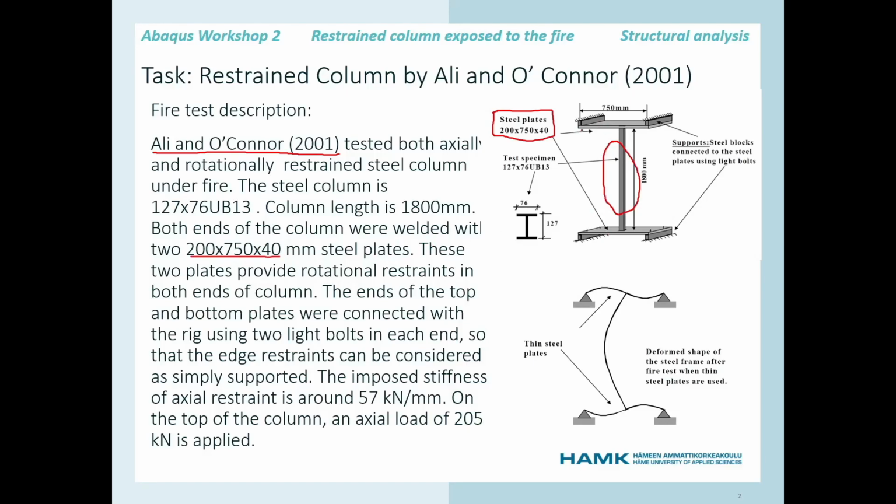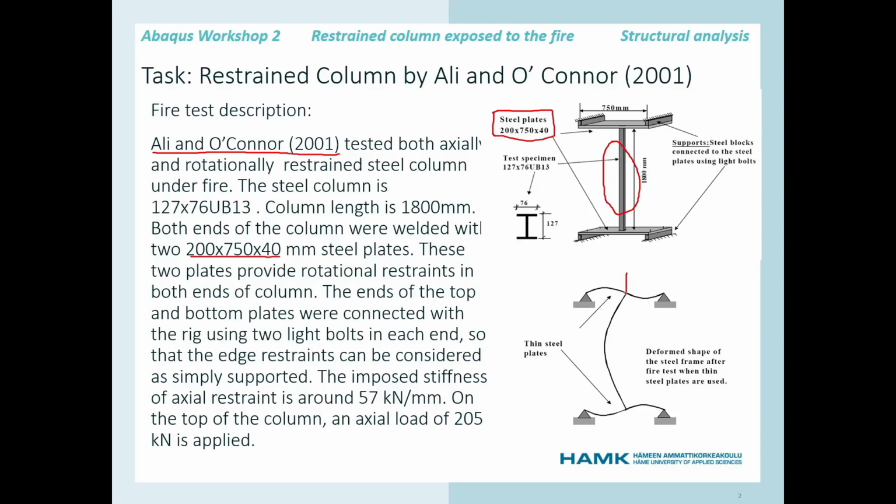So these are the bottom and the upper steel plates, and these two plates provide rotational restraint at both ends of the column. They are welded and provide the rotational restraint, and the ends of the top and bottom plates were connected to the rig using two bolts in each. So the edge restraint can be considered as simply supported, and the imposed stiffness of axial restraint is around 57 kilonewton per millimeter, and on the top of the column the axial load of 205 kilonewton is applied.